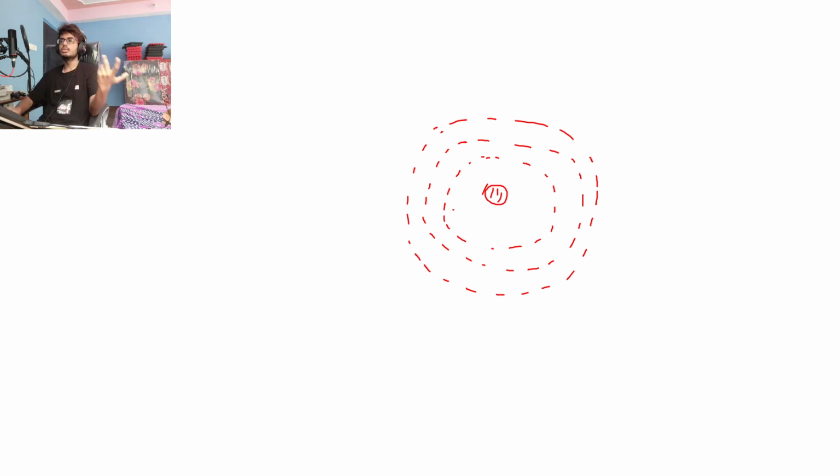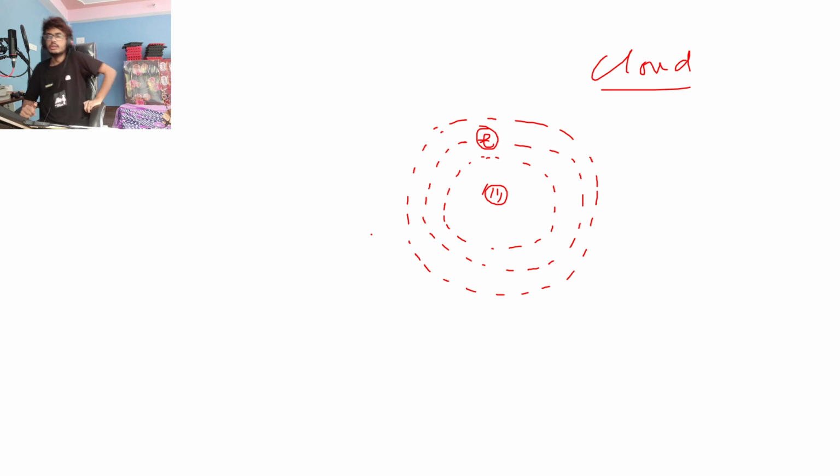So electrons can be found anywhere here. You can't specify that electrons are here specifically. There'll be a range of possibilities for the position of electrons where they revolve around the nucleus. So these are the things that will come into this chapter later on.